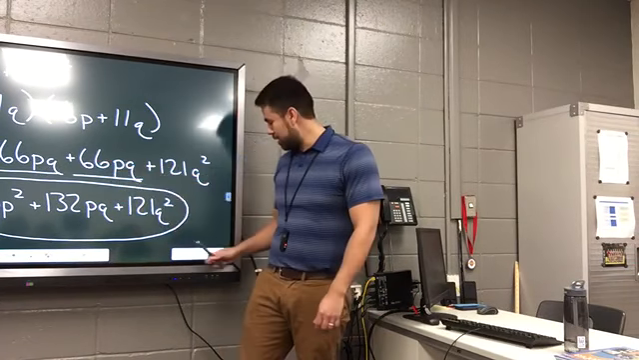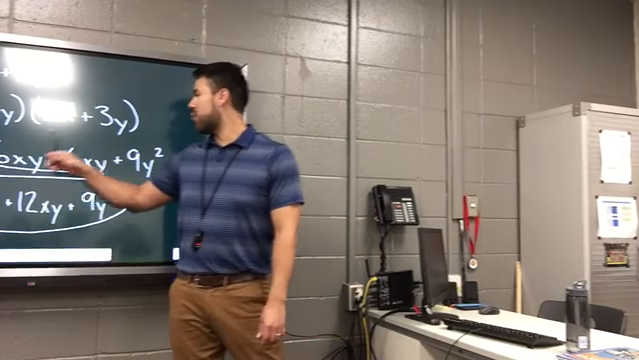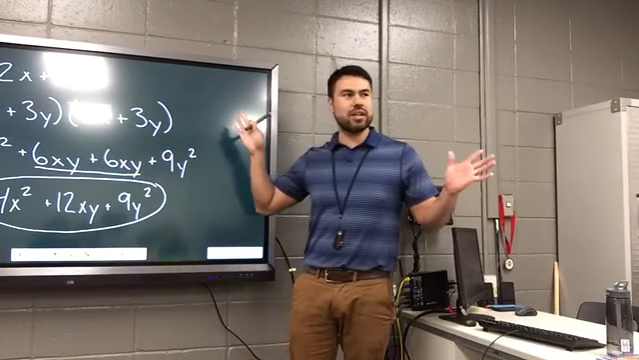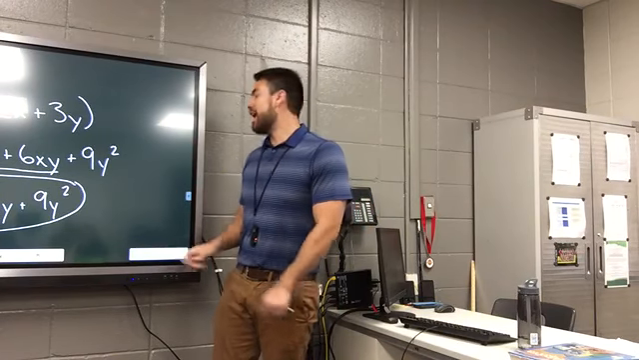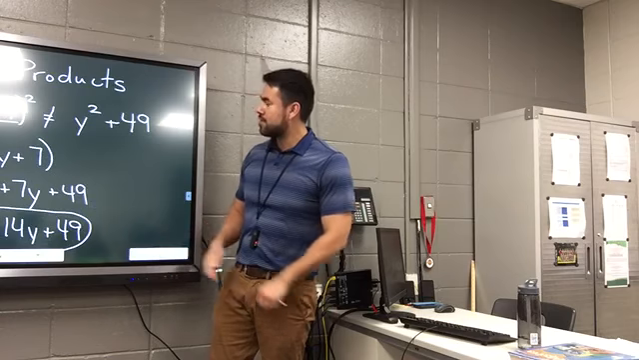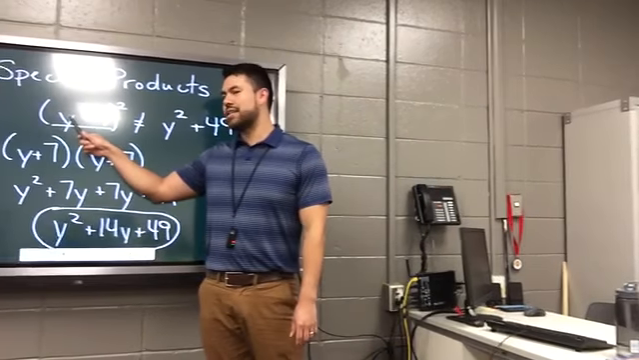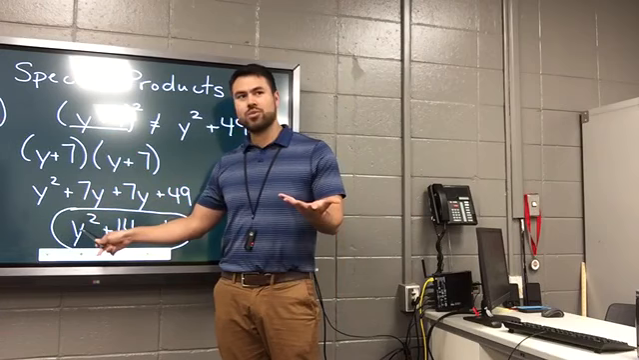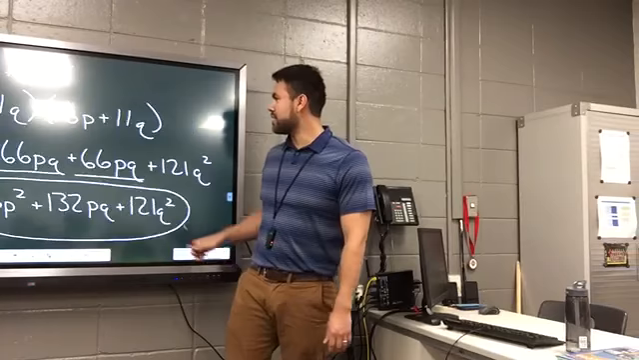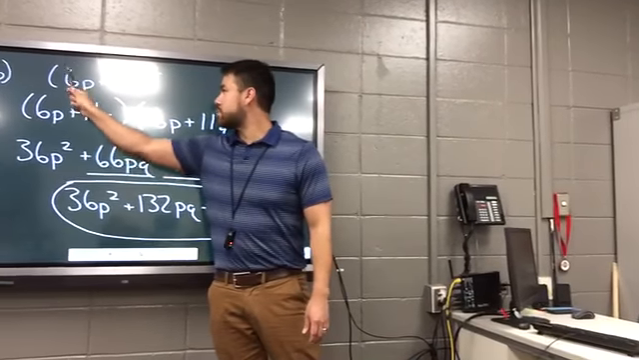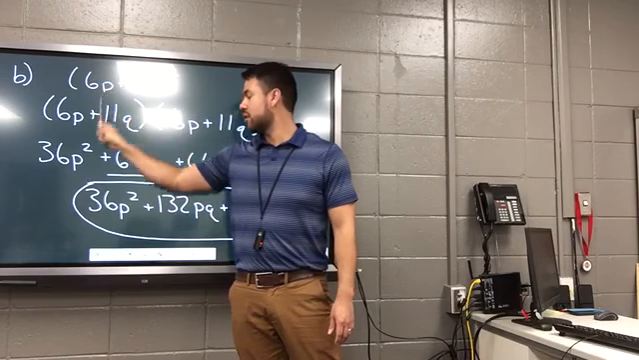66pq and 66pq, and 6xy and 6xy. You guys notice that trend? It happens every time with this type of problem. And another trend is, what is y to the second power? Y squared. What is 7 to the second power? 49. Okay, that's nice.